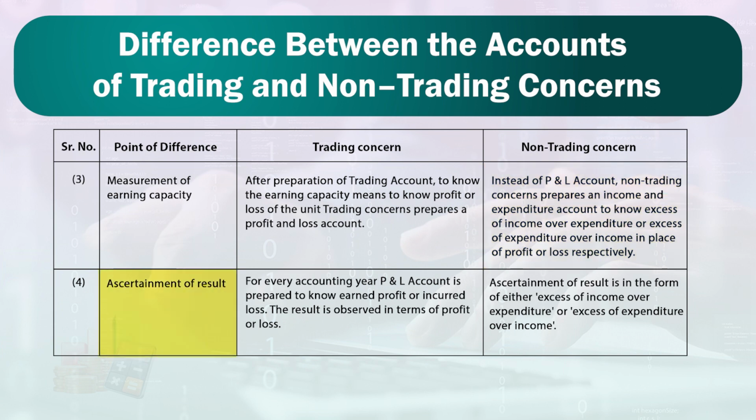Four, ascertainment of result. For every accounting year, P&L account is prepared to know earned profit or incurred loss. The result is observed in terms of profit or loss. In case of non-trading concern, ascertainment of result is in the form of either excess of income over expenditure or excess of expenditure over income.